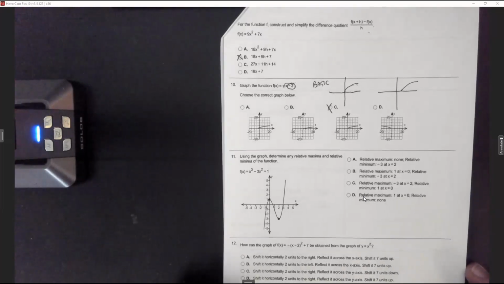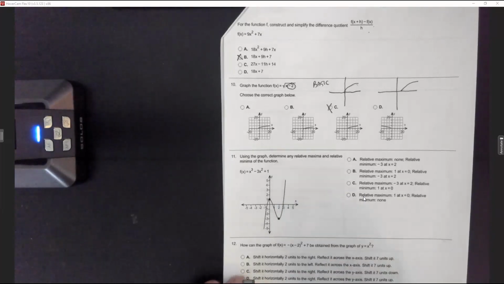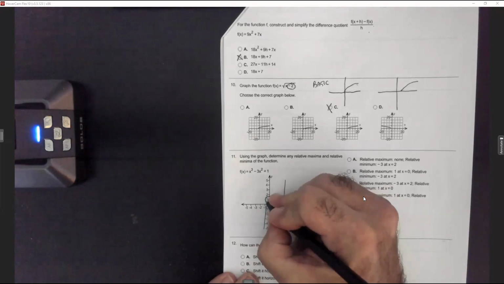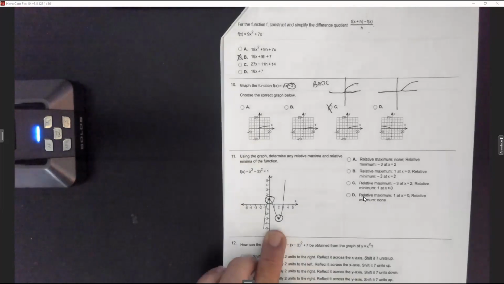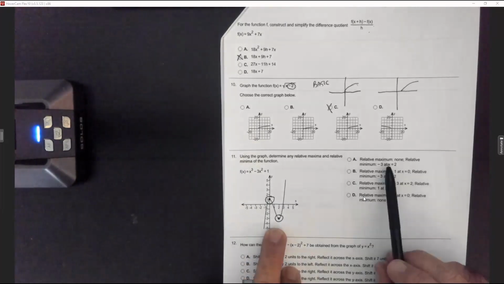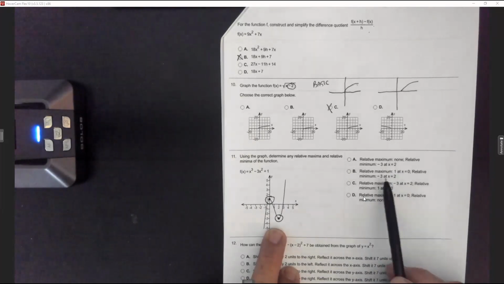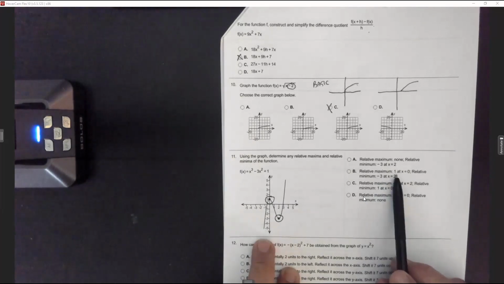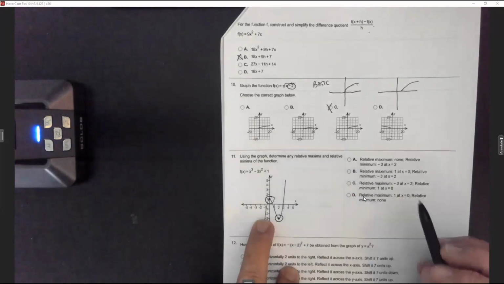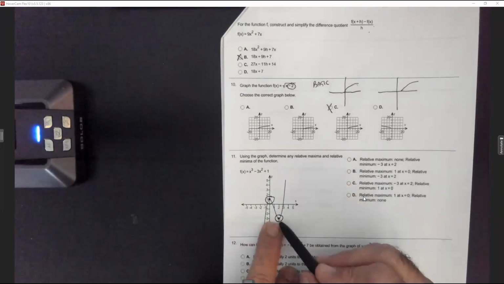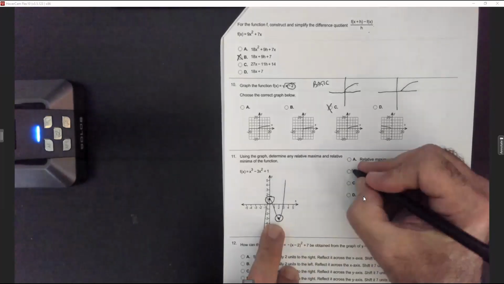All righty. Number 11, find any relative max or relative minimum. Well, you see this little hump right here, that's a relative max. And this little valley here is a relative minimum. So look at these answers. Relative max, this one says none, so it cannot be that answer. This one says relative max of 1 at x equals 0. Well, that has a max of 1 at x equals 0. Relative minimum of -3 at x equals 2. Well, that's a -3 at x equals 2. So it looks like B is going to be our answer.